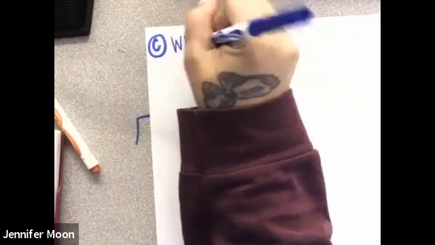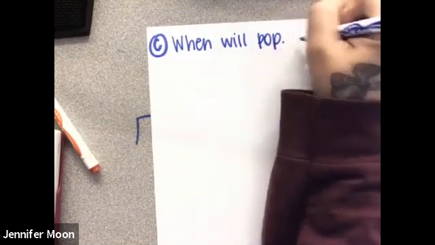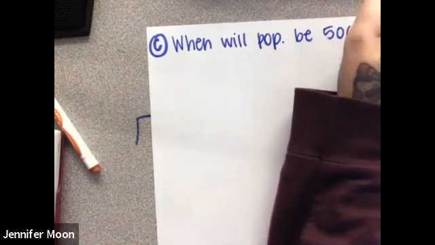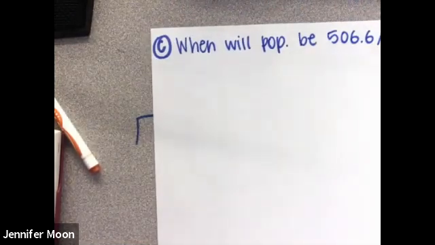Now the question wants to know, when will the population be 506.6 million? So I'm going to start with the same step I did previously, right? Like it gave me some kind of information. If I needed to find the actual answer, like solving for t and getting 17, once I knew what I knew, I plugged it in, right?